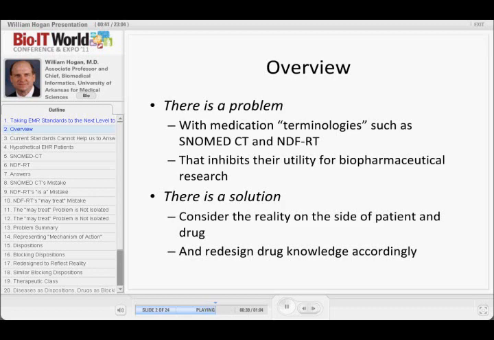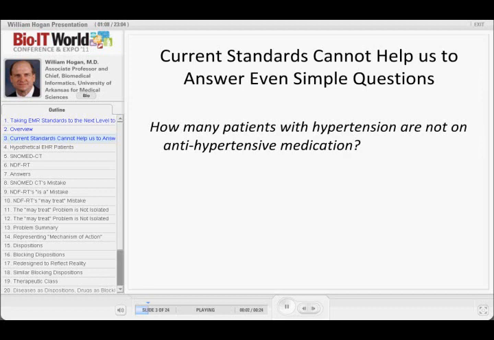Unfortunately, the standards we have for doing that have problems. So I'm going to highlight those problems. Along the way, I'll illustrate why we need these resources or something like them. And then I'll talk about a possible way to address them. The solution has to do with just paying closer attention to what's really going on with drug classes and redesigning the drug knowledge accordingly. So current standards like SNOMED and NDF-RT; if you don't know what SNOMED and NDF are, stay tuned, I will explain.